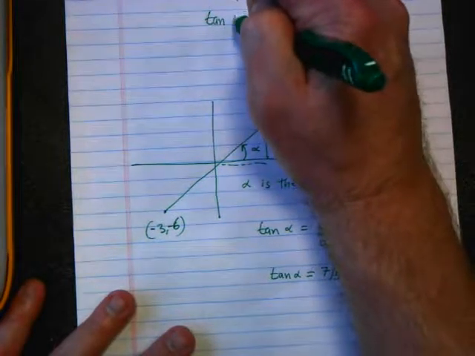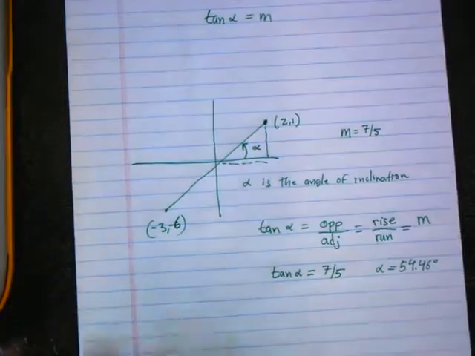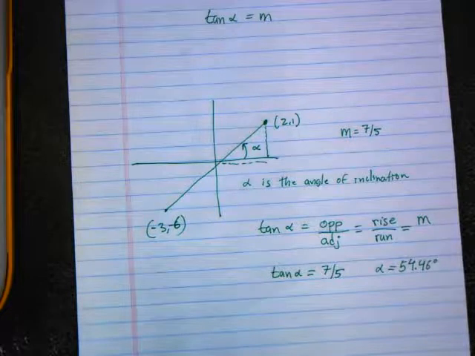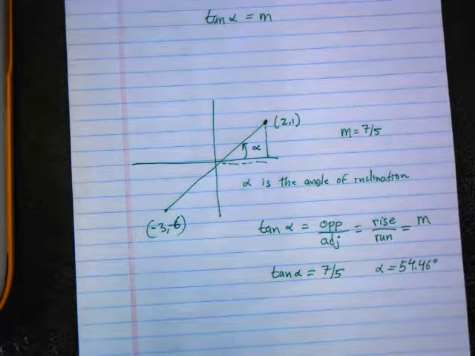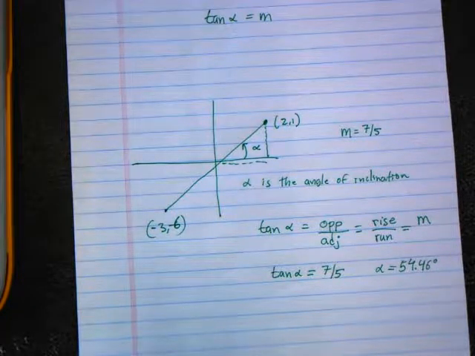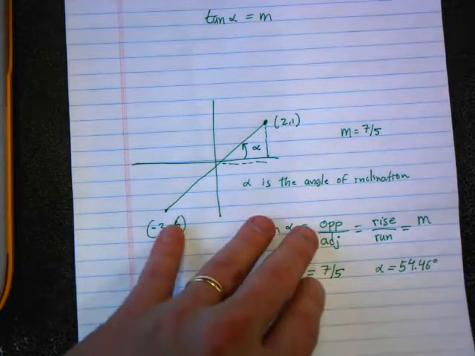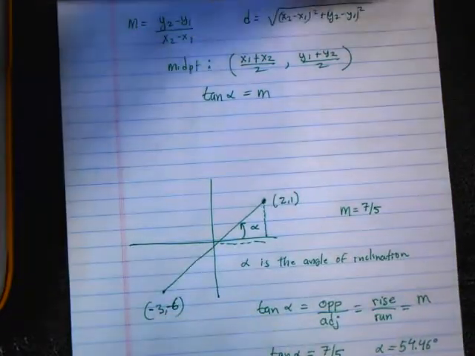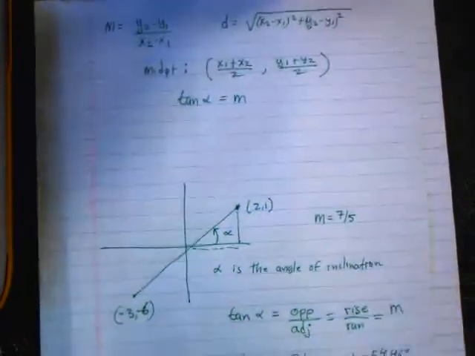All right, so there's our other formula for this section. Tangent of alpha is the same as the slope. Questions on that? Okay. No, that's all the formulas, I think. Pretty sure.